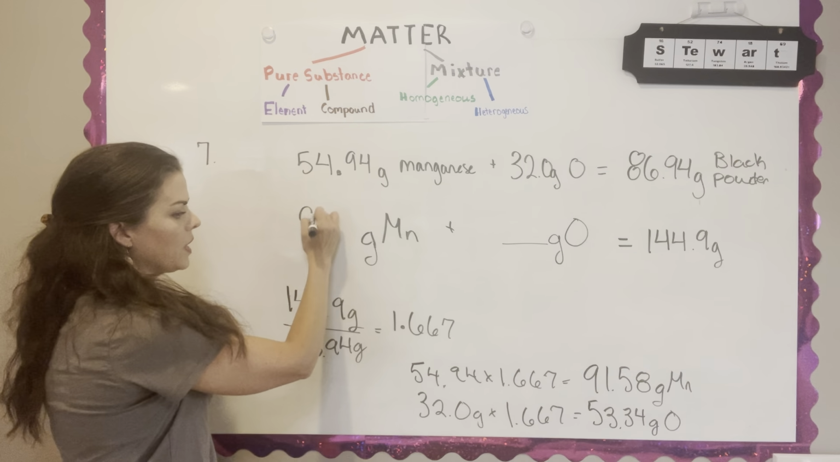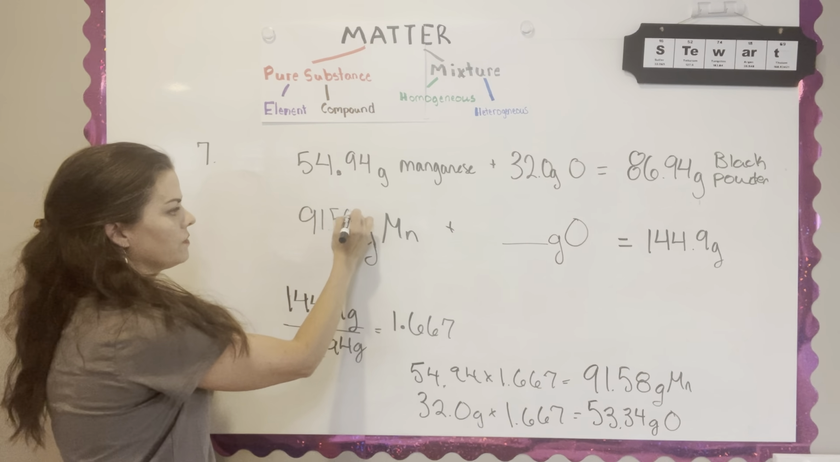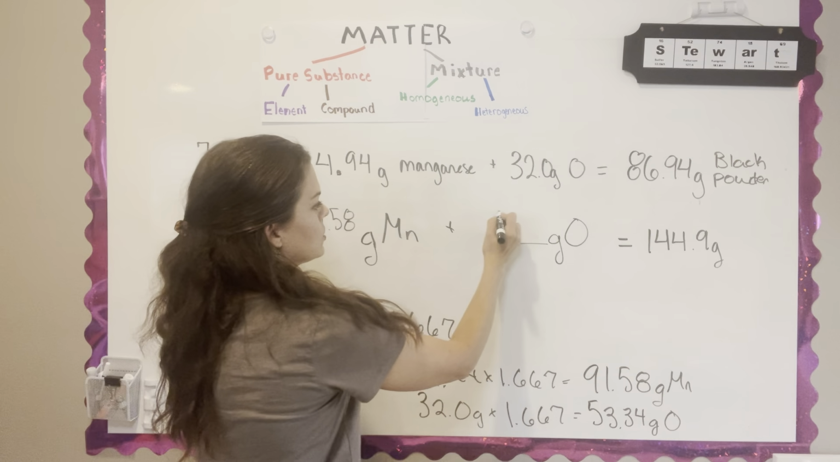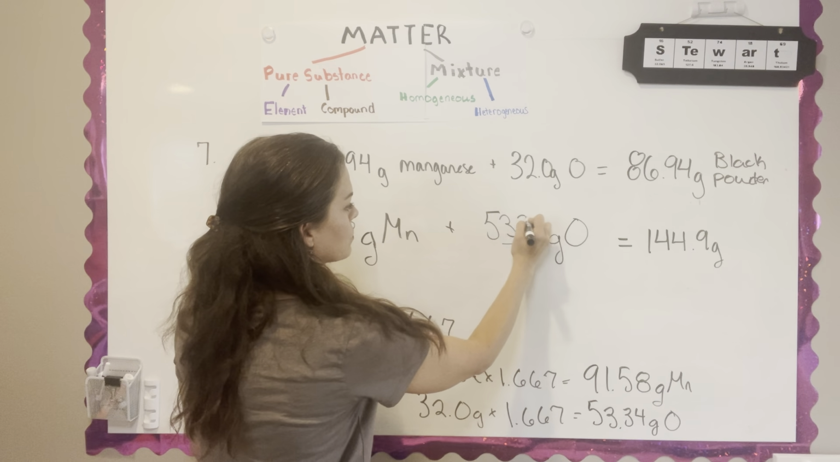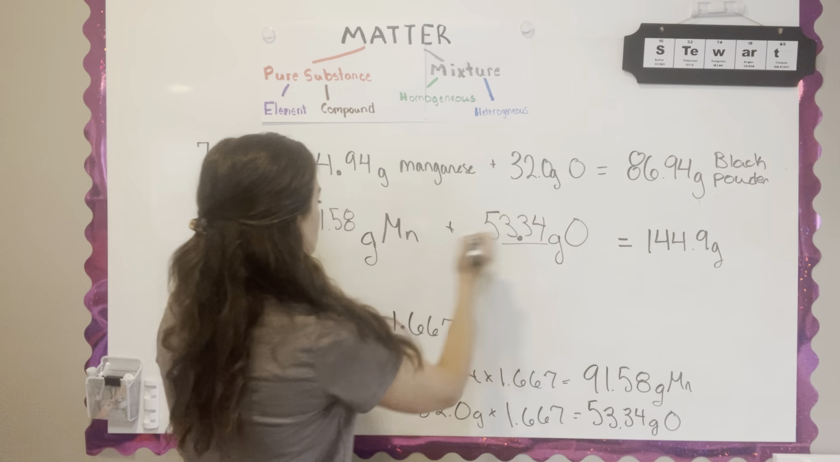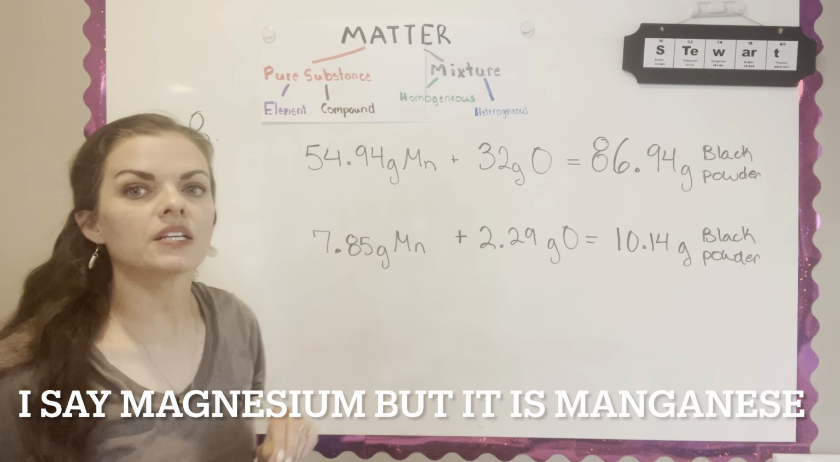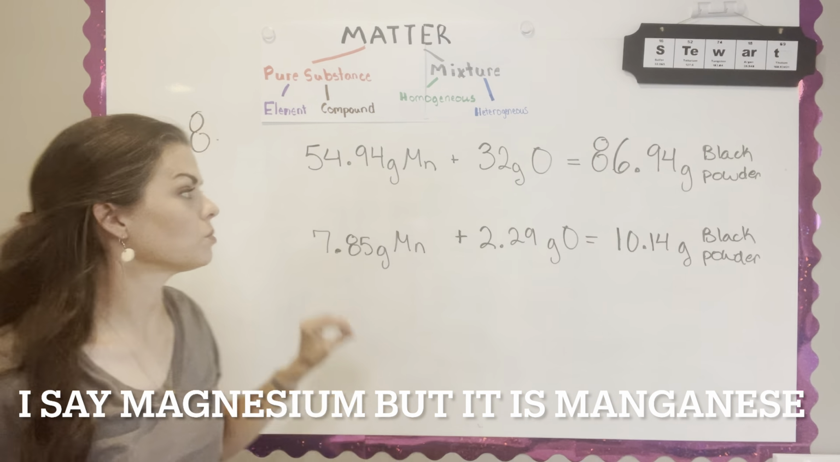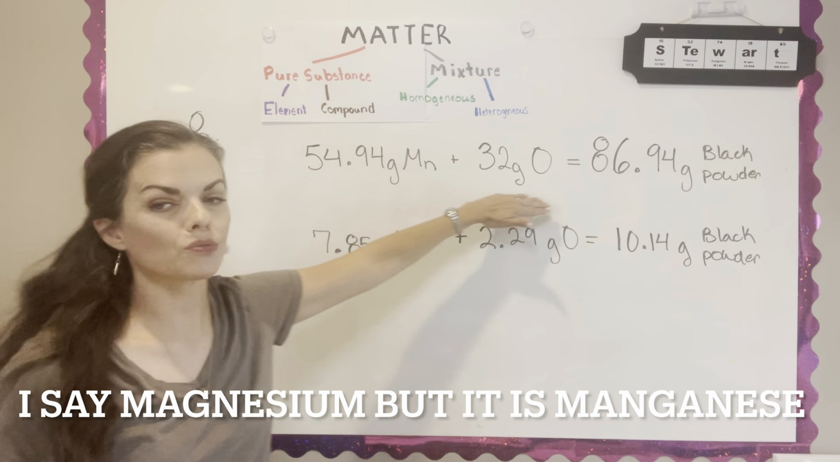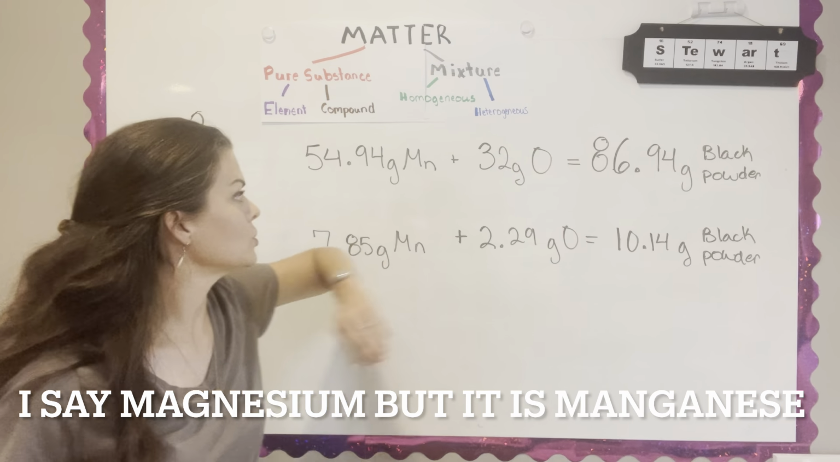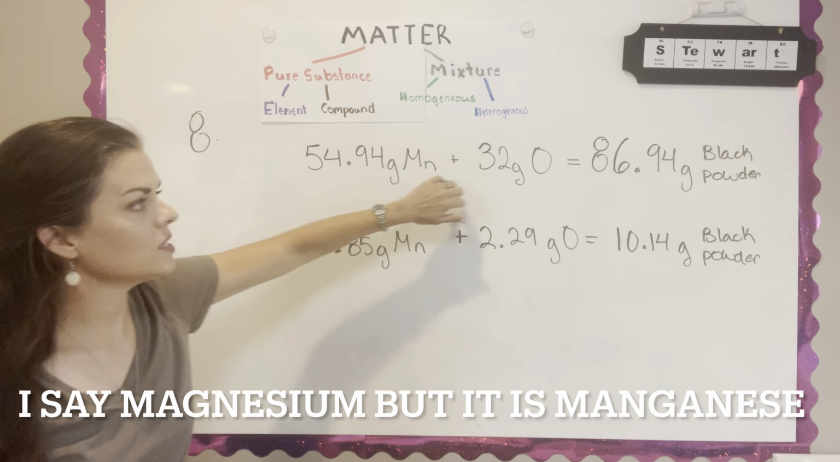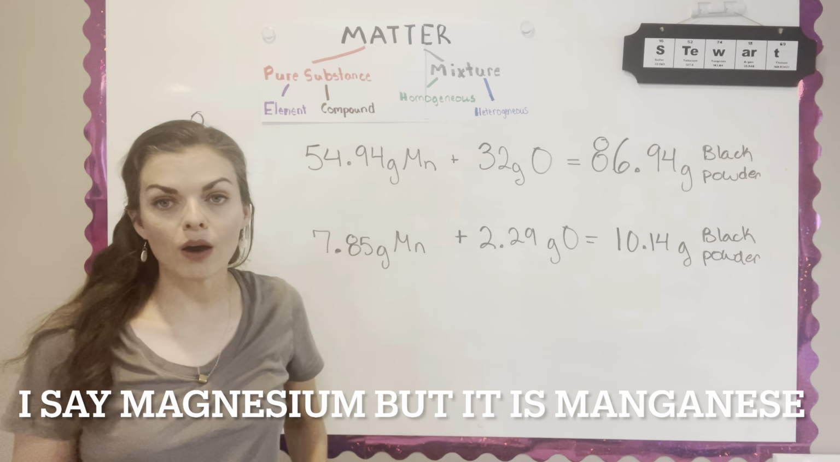So the grams of magnesium is 91.58, and for oxygen, 53.34. I know my decimals are hard to see sometimes. Question number 8 is taking some of the information from question number 7. So I rewrote the original part for question number 7, where we have magnesium and oxygen and we're making a black powder.